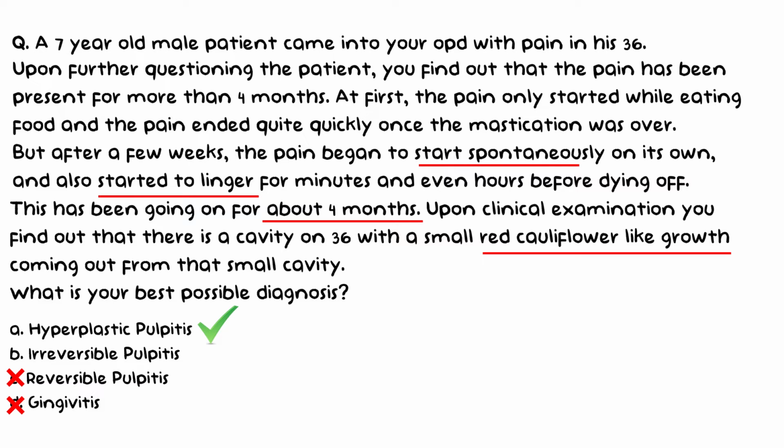pulpitis. So we always need to read all of the options that are given to us since we need to choose the best possible diagnosis. But in this question, the best possible answer is hyperplastic pulpitis. Since in the information provided to us in the question, there is also a cauliflower-like outgrowth present on the 3/6. So the best answer among irreversible pulpitis and hyperplastic pulpitis will be hyperplastic pulpitis.